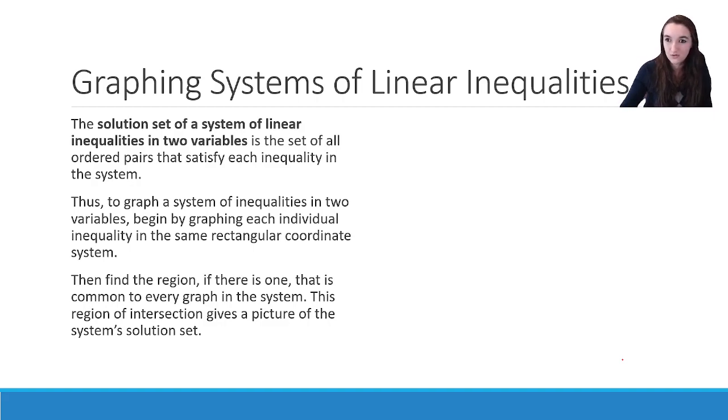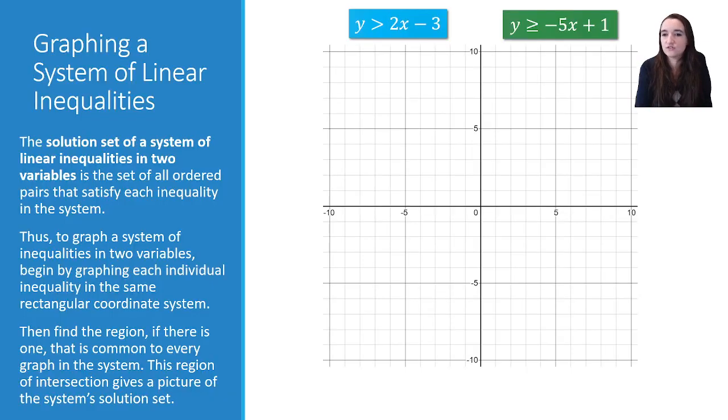in this case, inequalities. So, to graph a system of inequalities in two variables, we begin by graphing each individual inequality in the same rectangular coordinate system. Then we find the region, if there is one, that is common to every graph in the system. So this region of intersection gives a picture of the system's solution set. So this is all stated here once again.